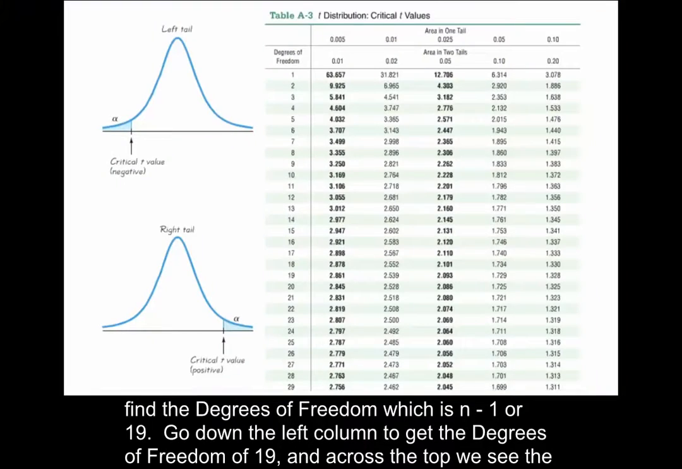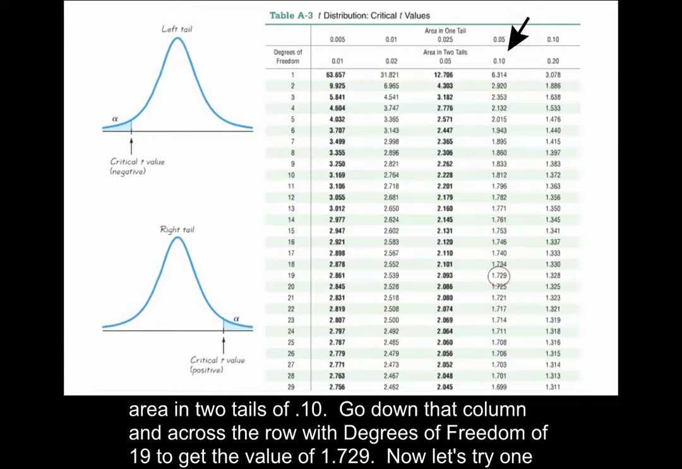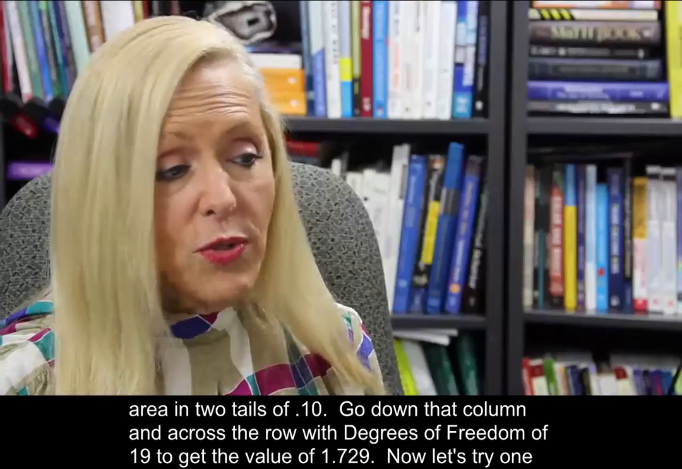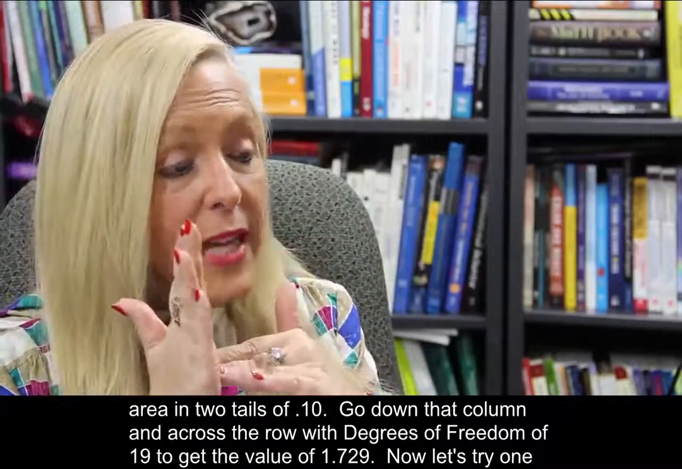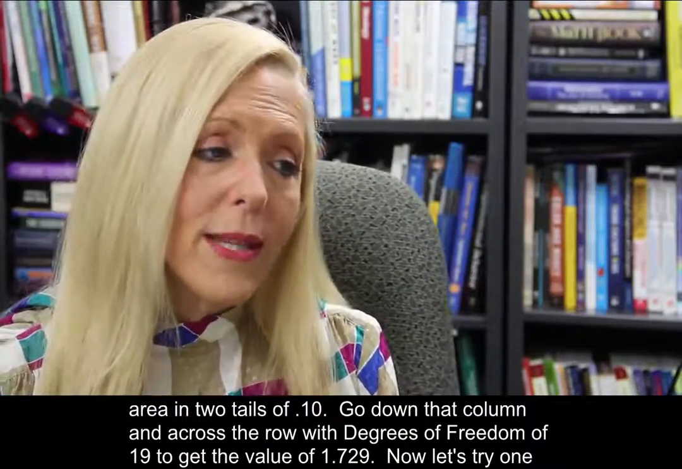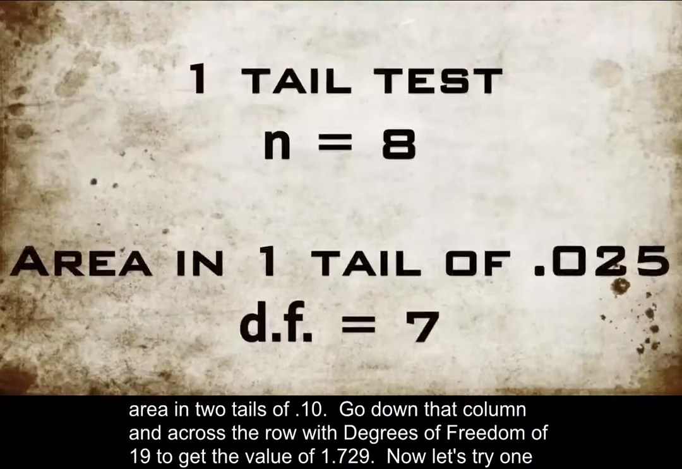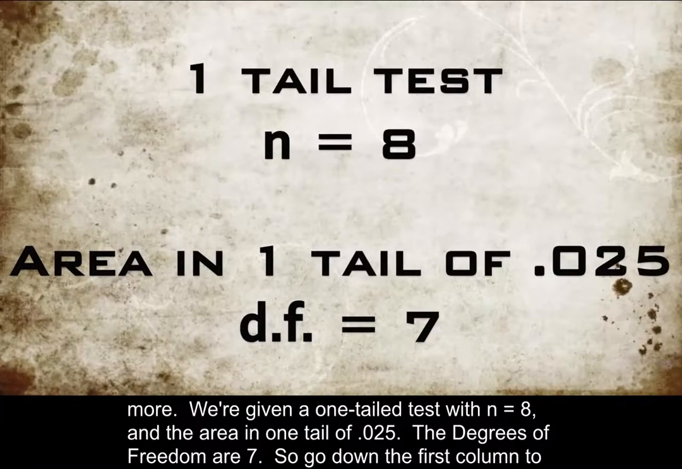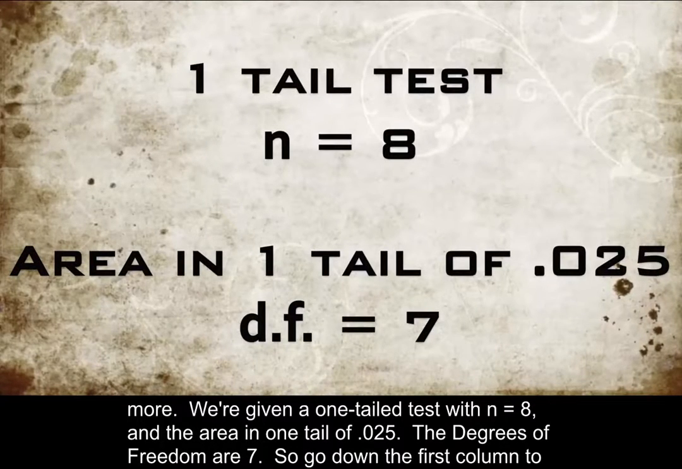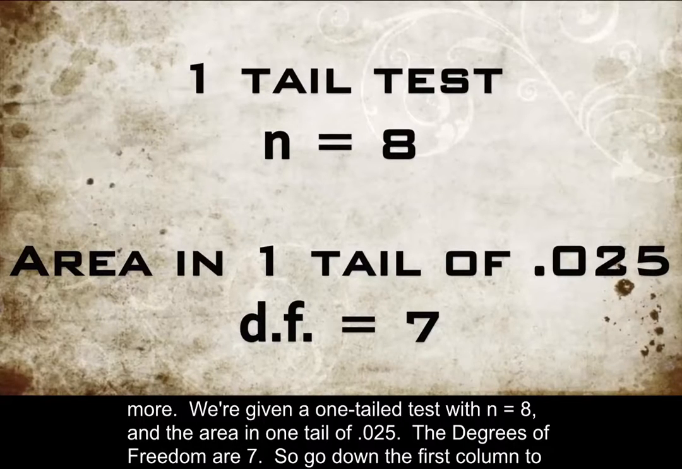Go down the left column to get the degrees of freedom of 19, and across the top we see the area in 2 tails of 0.10. Go down that column and across the row with degrees of freedom of 19 to get the value of 1.729. Now let's try one more. We're given a 1-tailed test with n equals 8 and the area in 1 tail of 0.025. The degrees of freedom are 7.